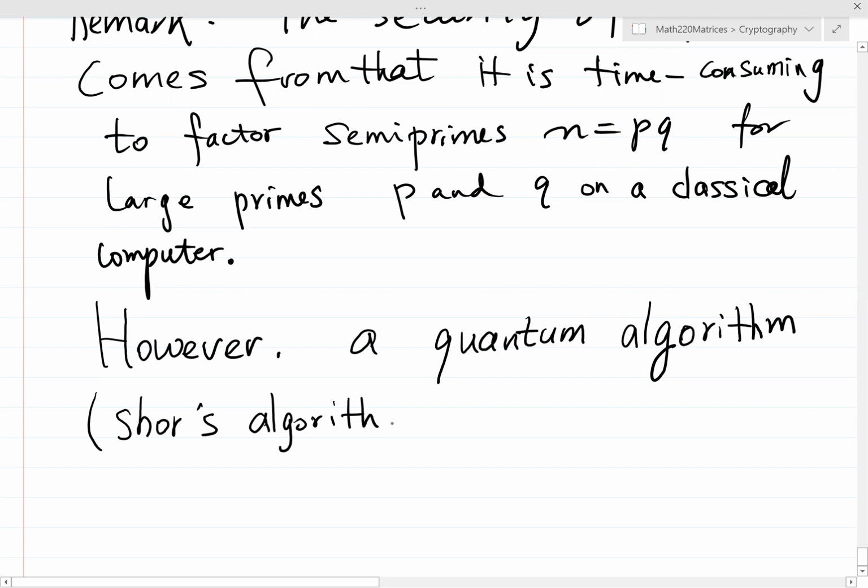I forget the exact time when Shor published his algorithm, but it's just a few years after RSA. Shor's algorithm is a quantum algorithm, and using it we can actually factor easily. So this can beat RSA.